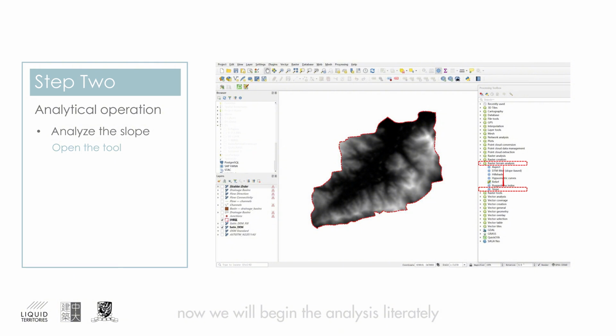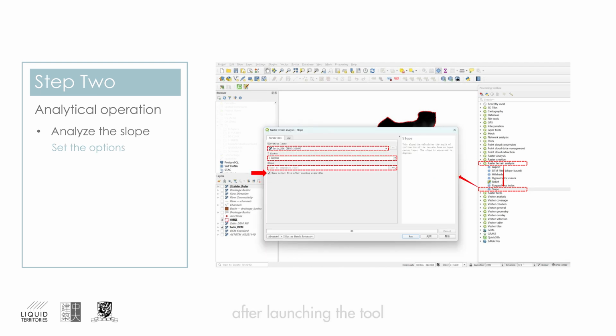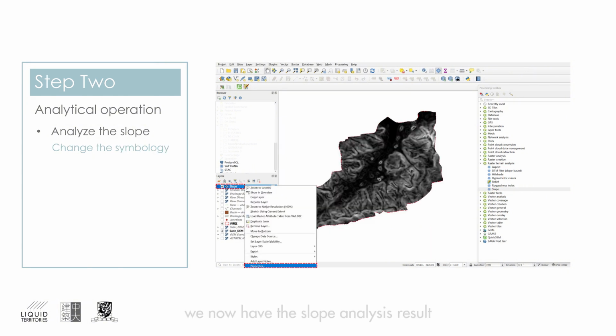Now, we will begin the analysis by opening the Slope tool in the Raster Terrain Analysis section of the Processing Toolbox. After launching the tool, we have to set up the necessary options. The elevation layer must upload our clipped DEM data, and the default Z factor is 1. Next, provide the saving path of the output. We now have the slope analysis result and need to visualize it.